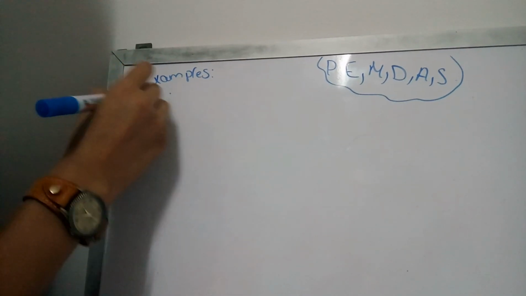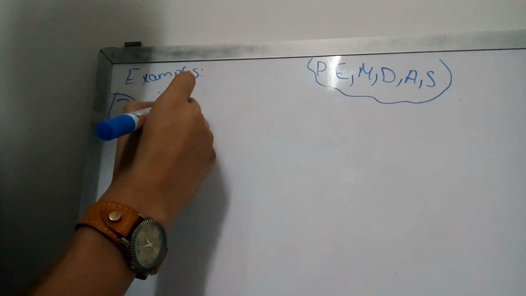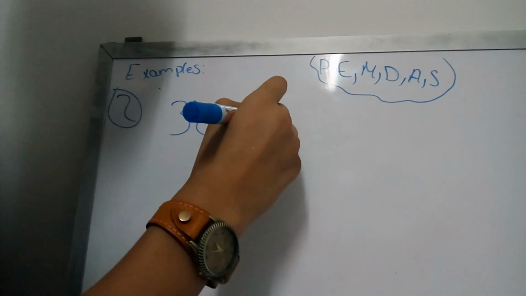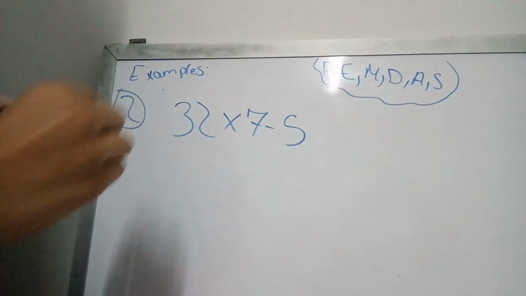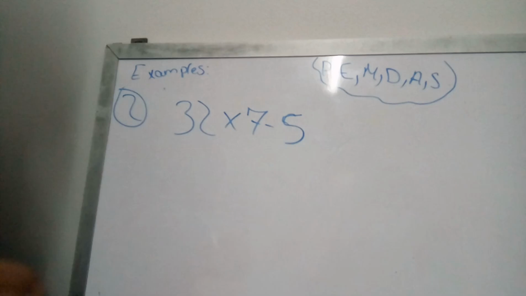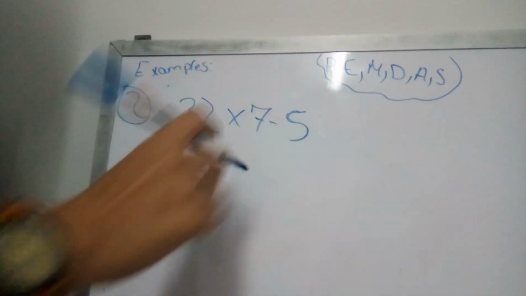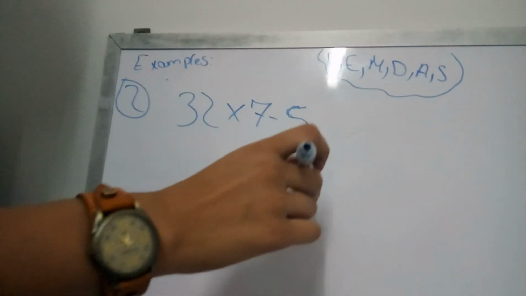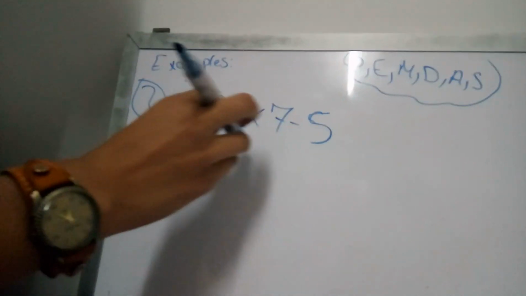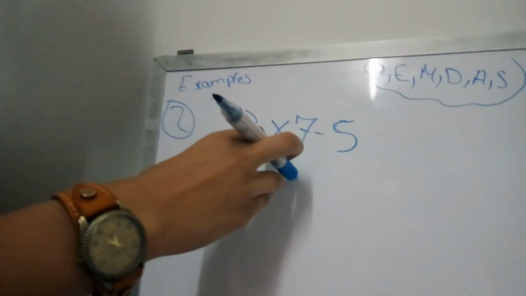Example 2. 32 times 7 minus 5. Which one will we solve first? Okay, we'll solve the P. We don't have parentheses, we don't have exponents, we have multiplication. So we'll do 32 times 7.